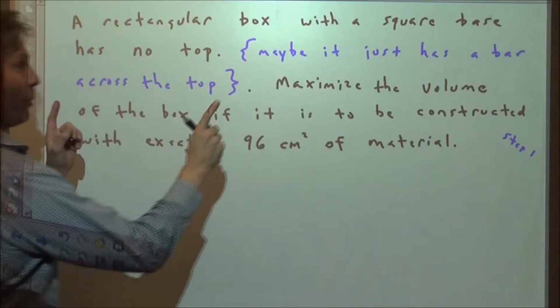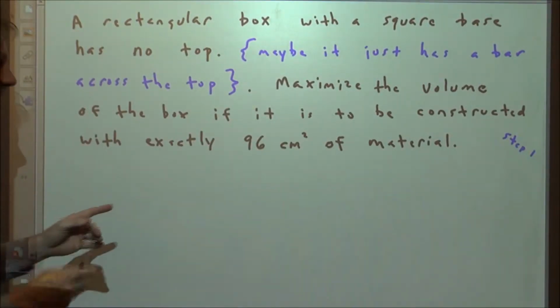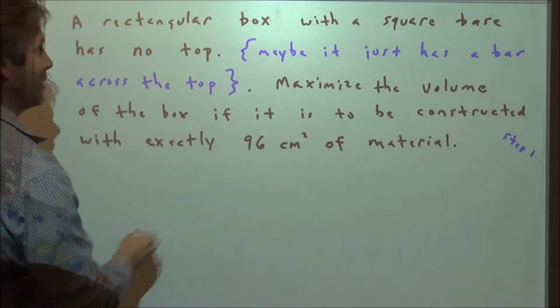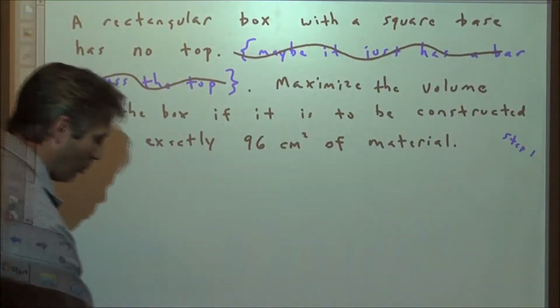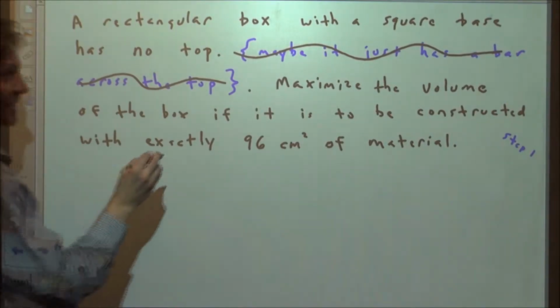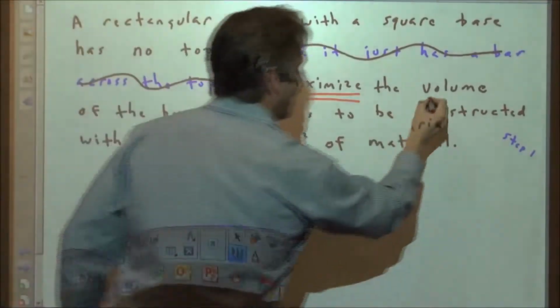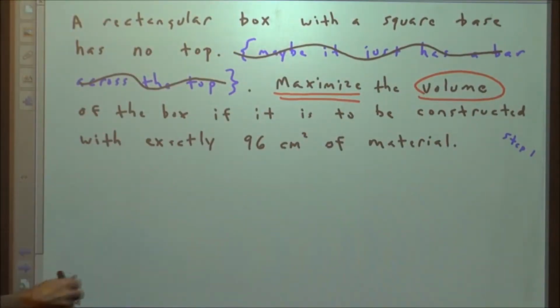All right, here we go. We want to maximize the volume of the box if it is to be constructed with exactly 96 square centimeters of material. Okay, so that's good. We ignore this because that was stupid. Then all we do is say, step one, what quantity are we maximizing or minimizing? I'm focused on that word right there, the volume. We're going to maximize volume. We're happy campers, we're moving on.